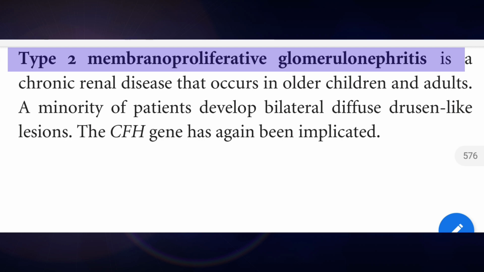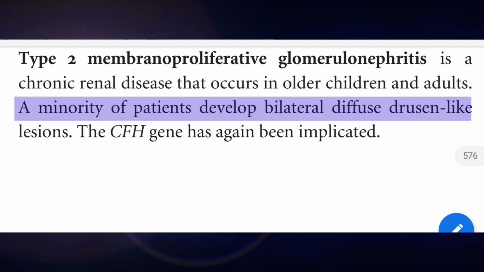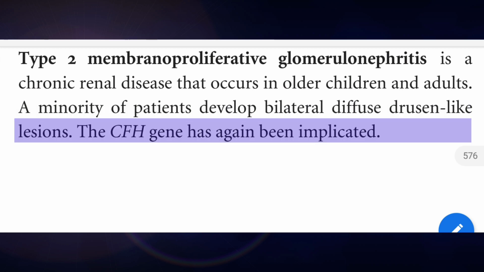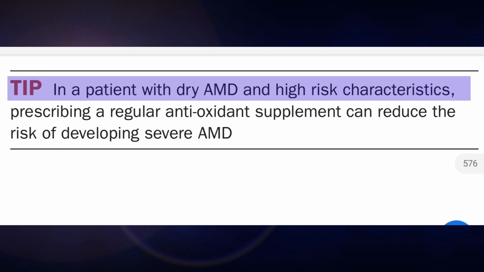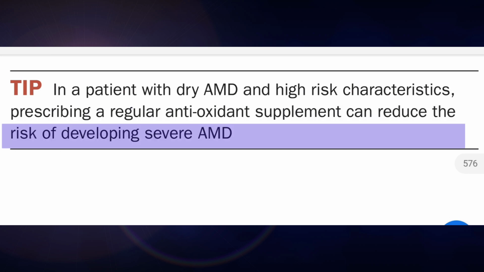Type 2 membranoproliferative glomerulonephritis is a chronic renal disease that occurs in older children and adults. A minority of patients develop bilateral diffuse drusen-like lesions. The CFH gene has again been implicated. Tip: in a patient with dry AMD and high-risk characteristics, prescribing a regular antioxidant supplement can reduce the risk of developing severe AMD.